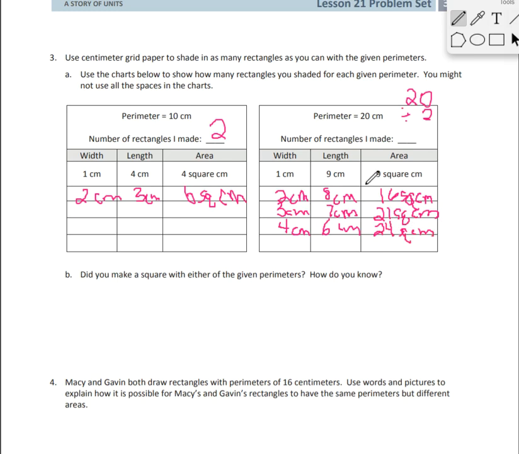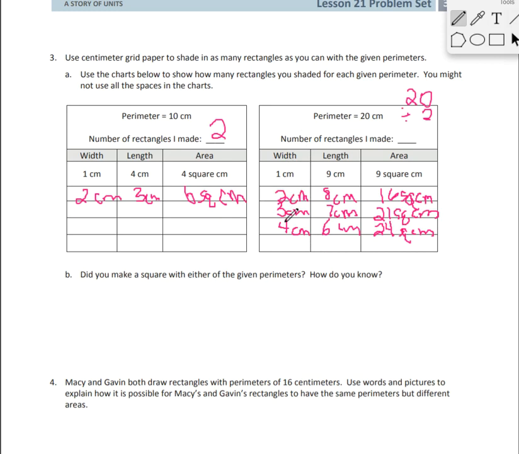Let's look at what's happening with our area. We went from an area of 9 to 16 to 21 to 24. Our area is increasing, but it's not by a specific amount. So it's gone up here by 7, here by 5, here by 3. Let's see what happens with our next one.